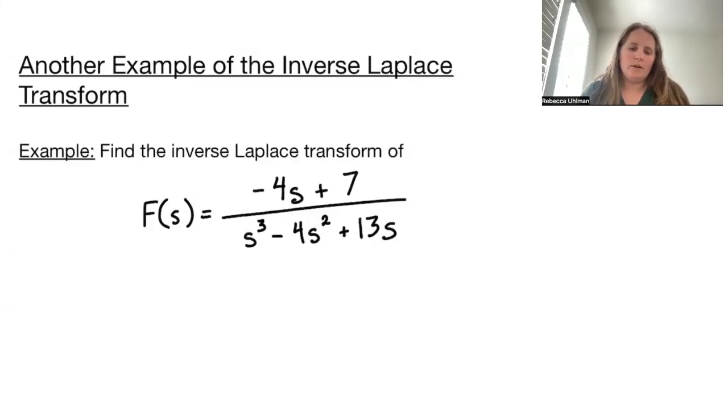Welcome to another example of the inverse Laplace transform. So our job is to find the inverse Laplace transform of F of s equals negative 4s plus 7 over s cubed minus 4s squared plus 13s.